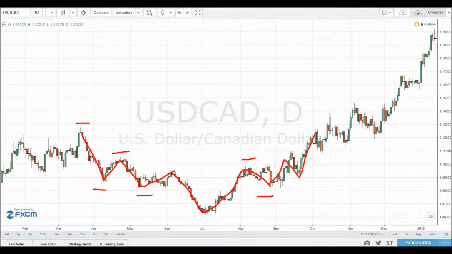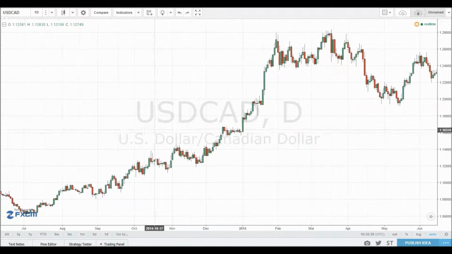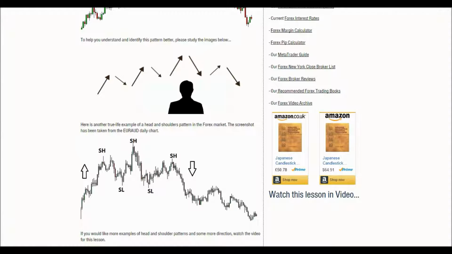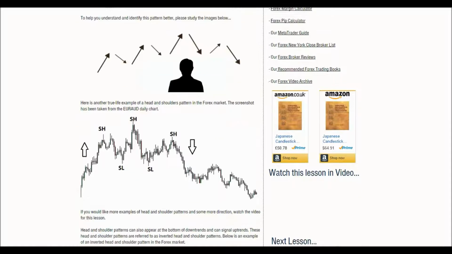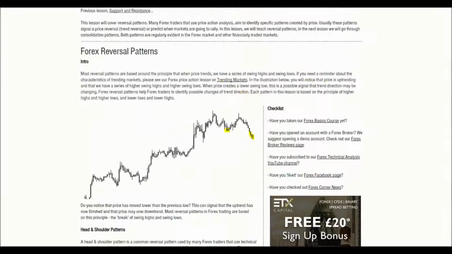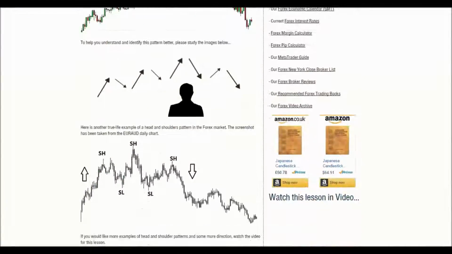And then we start uptrending. So here's the head. Here's one shoulder. Here's the other shoulder. So they're head and shoulder patterns. We may be able to find others, but let's actually move on to double tops and double bottoms, because there's plenty of material on this page about head and shoulder patterns.